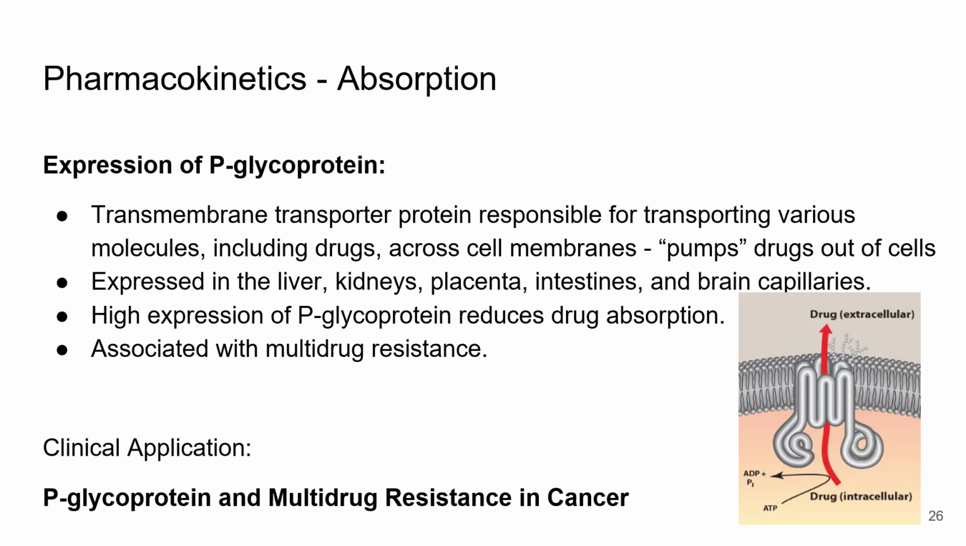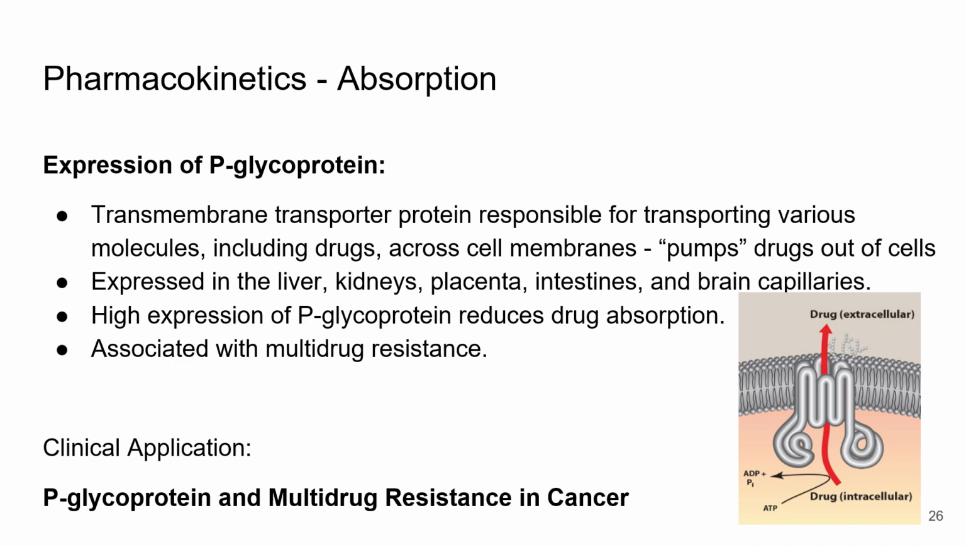So let's look at the P-glycoprotein, which is an important factor that can limit drug absorption. P-glycoprotein is a transmembrane transporter protein, and its job in normal physiologic process is to move substances out of cells, but this also applies to drugs. So it's helpful to think of it as like a cellular pump that is actively pushing drugs back out after they enter a cell.